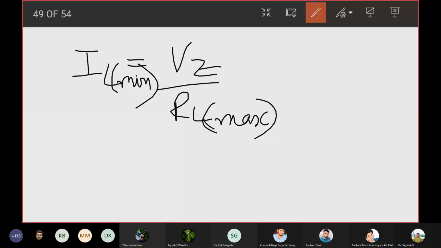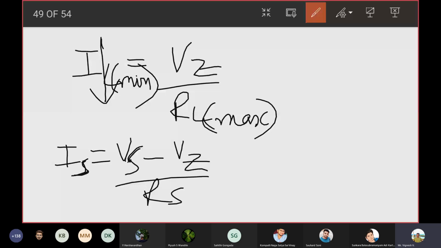Yes, sir. And IS is a constant value. IS does not change with any of these. What is IS? IS is nothing but VS minus VZ divided by RS. And that is a constant value. Now, if IL decreases and IS is constant, doesn't it mean that IZ should be more? So if RL increases, what happens is IZ increases. And if IZ increases, we know that IZ cannot be more than the maximum rating of the Zener diode, right? Yes, sir.